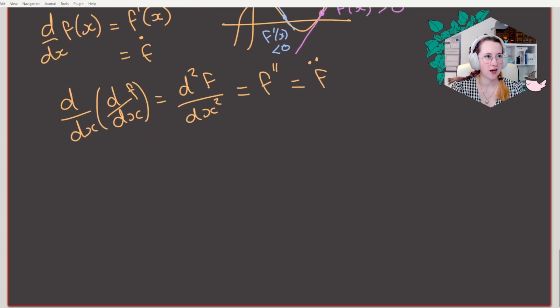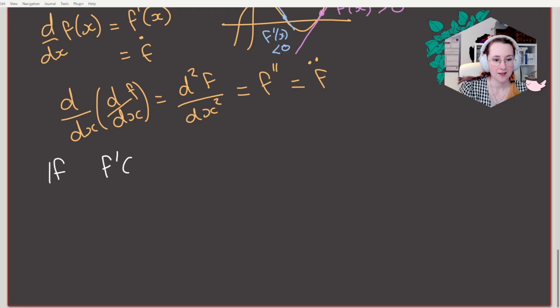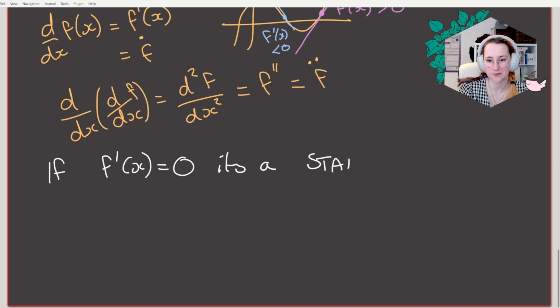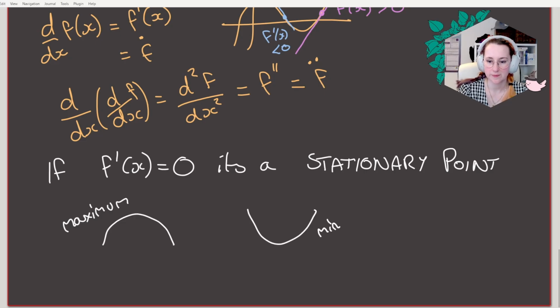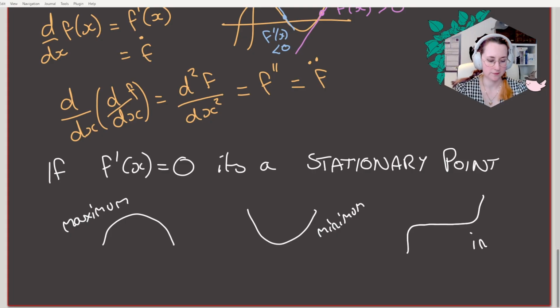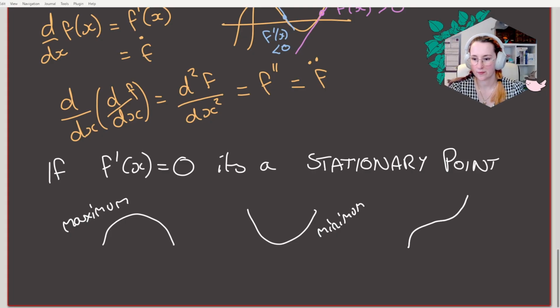What else do we need to know? Okay, yes. If we're writing in white now, f dash of x is equal to 0. It's a stationary point. And stationary points are either maximums, minimums, or what are called inflection points.